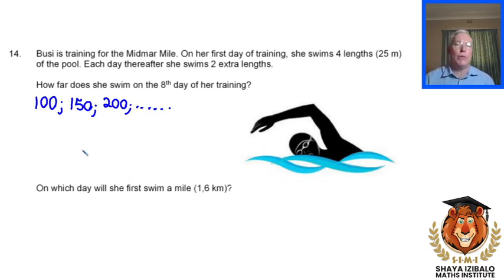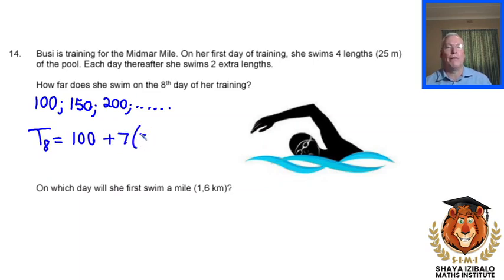What sort of sequence is this? This is arithmetic. Do we know A? Yes. Do we know D? Yes. Can we work out the 8th term? Because each term is telling us how far she swam on a certain day. Yes. The 8th term is A plus 7 lots of the common difference. The common difference is 50. 7 times 5 is 35. So 350, 450 meters. That's how far she swims on day 8. Does it make sense? It always makes sense.